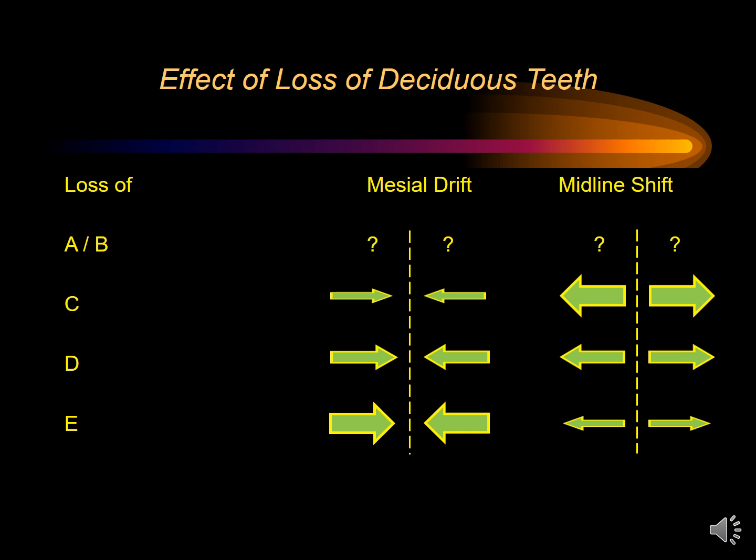Two effects of loss of permanent teeth are mesial drifting and also the shift of the midline. Usually mesial drifting is more prominent as we go towards the molars, the back of the mouth, and the midline shift is more prominent as we move towards the anterior part of the mouth. So the greatest midline shift will take place if there is loss of the C's.